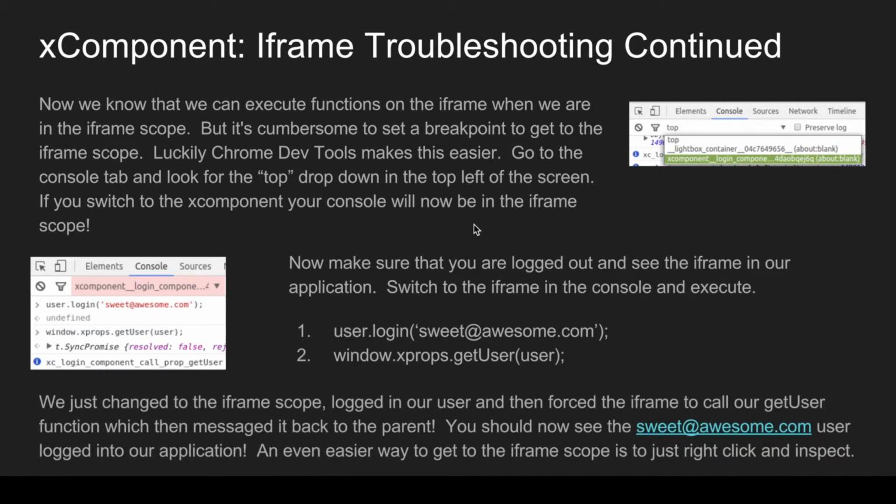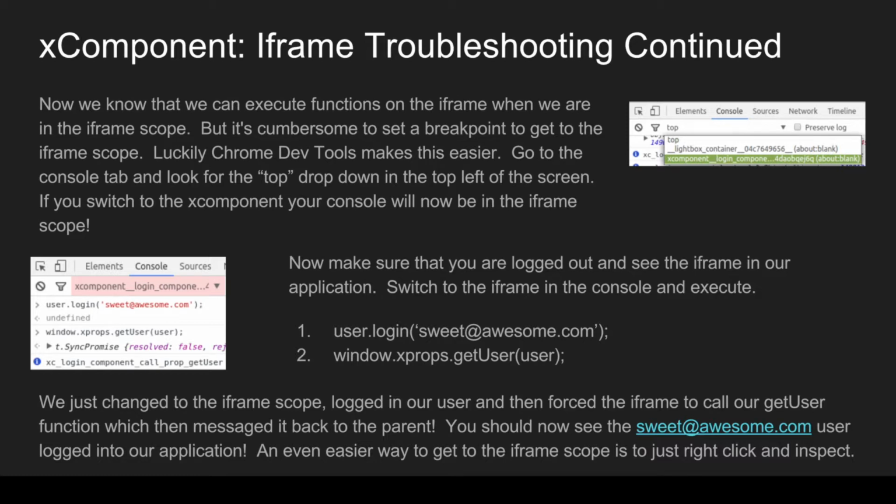All right, so we just changed the iframe scope and logged in our user and then forced our child component, our iframe, to call, actually we did the onLogin function, which then messaged that back to the parent, and then the parent thought it was a login, so it went ahead and set the user and displayed its information. So now we see the suite@awesome.com user logged into our application.